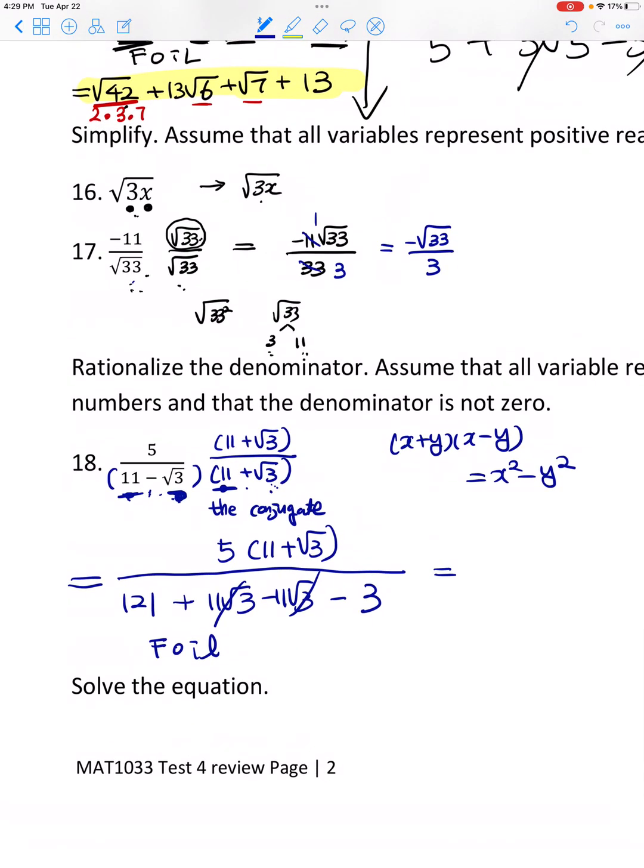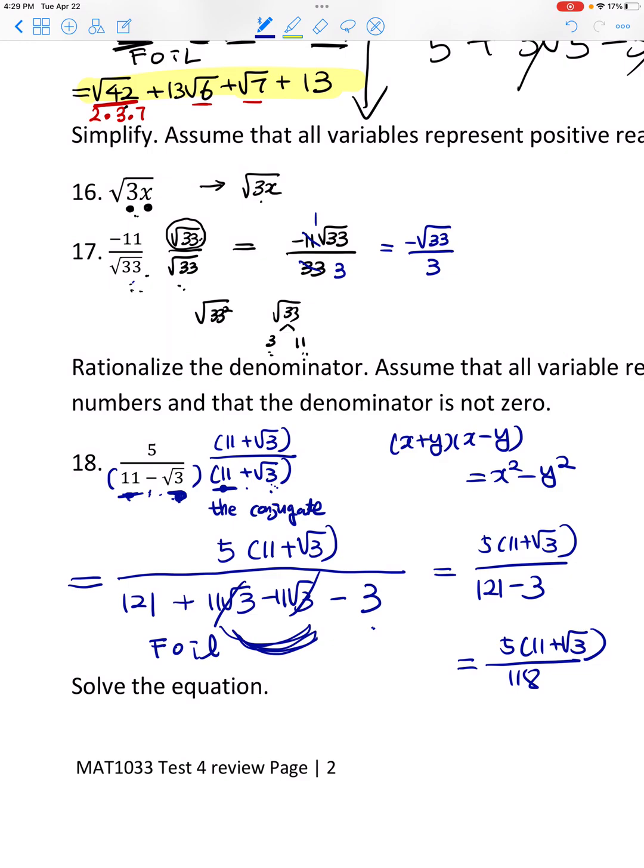So the reason we multiply the conjugates is that we are able to cancel all the radical formats, and the last one becomes a square. So we actually need to calculate only the whole number, which is 118 over 5 times 11 plus radical 3, and that's the final answer. Once you delete the radical format from the denominator, the rationalizing process is done. It's possible that in the multiple choice question, you can distribute the 5, 55 plus 5 radical 3 over 118. That's the answer for MAT2.